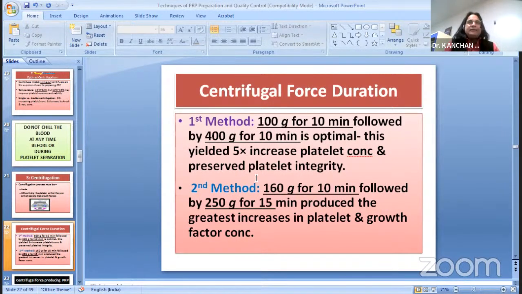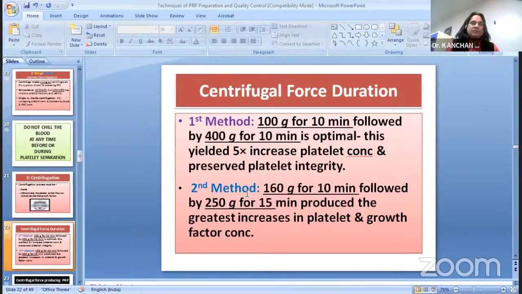We tried many methods, and in the end we concluded there are two methods. For the first method, we recommend 100G, like this. It is a dual centrifugation: first the soft spin, then the hard spin. The soft spin is 100G for 10 minutes, followed by the hard spin at 400G for 10 minutes. This is optimal. It yields a 5-fold increase in platelet concentration and preserves platelet integrity.